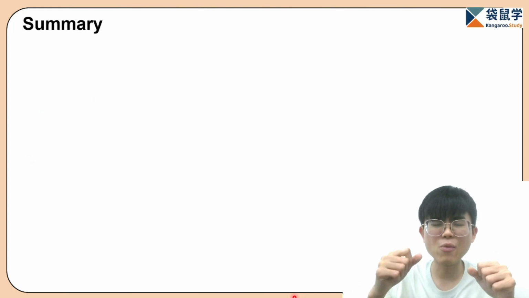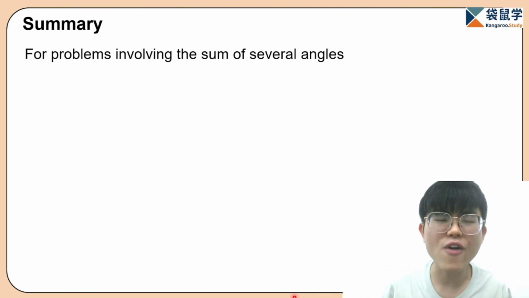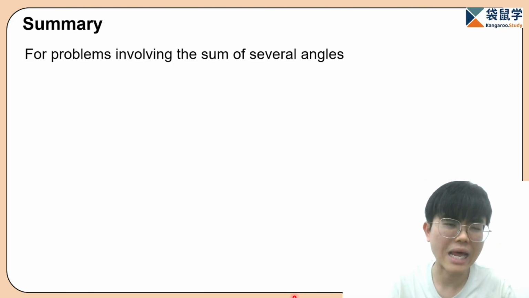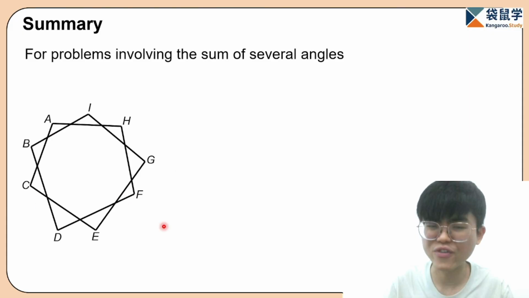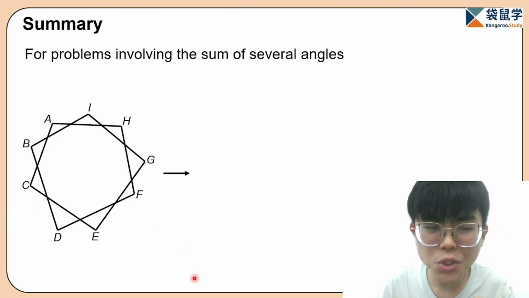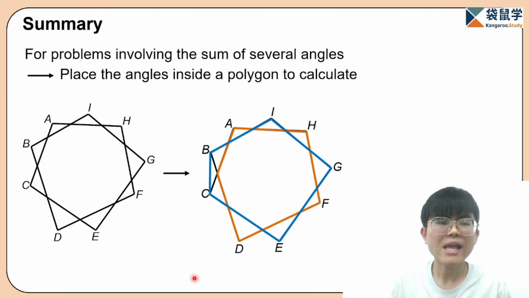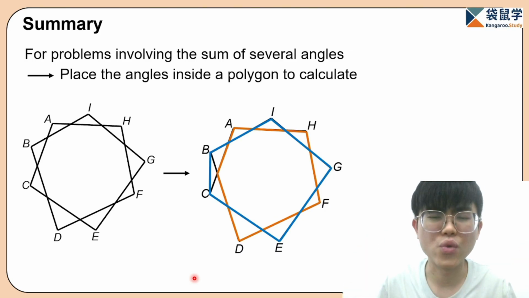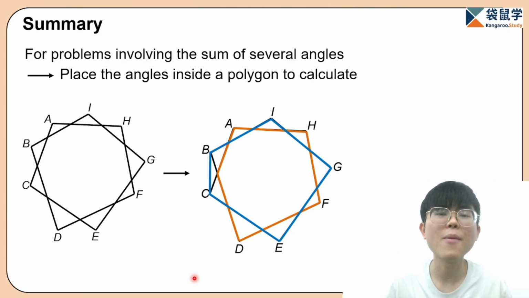Alright everyone, let's see what we have learned from this question. So we know that for problem solving involving the sum of several angles, like in this question, we have this kind of figure to find out all of the different angles right here. So what we can try to do is, we can make it into a polygon, because everyone, we place the angles inside a polygon to calculate. We know how to calculate the sum of interior angles for a polygon.